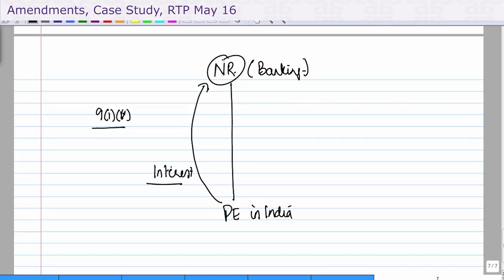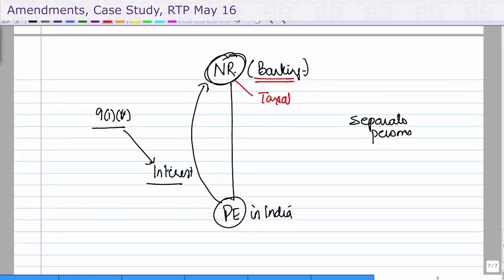Now these two are treated as separate persons first of all. As per 9(1)(v), the interest is deemed to accrue or arise in the hands of the non-resident parent. They will be taxable in India. The permanent establishment will be required to deduct TDS under section 195, and in case of absence of deducting TDS as per section 40(a)(i), the interest paid to the parent over there will no longer be allowed as a deduction. So that in a nutshell is the amendment.